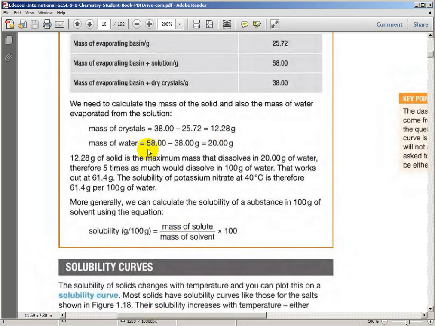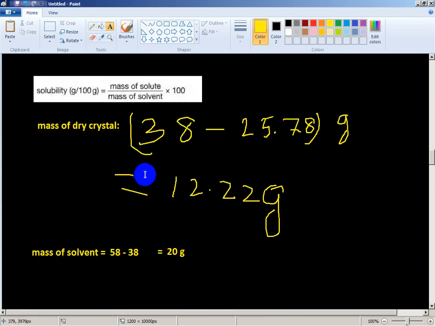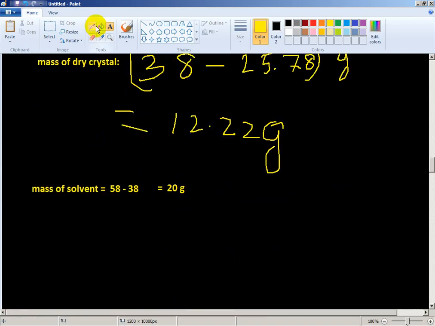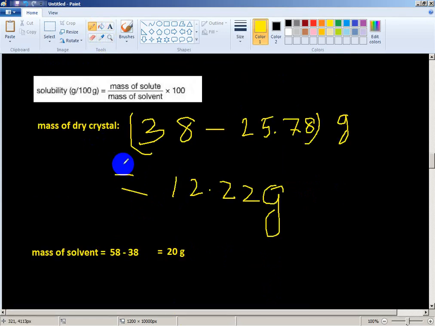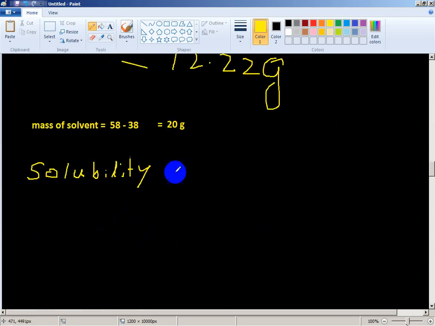Yes, they have done this way. Okay, they do these things this way. So now I can put this value here. I found two parameters, so I can find the solubility in gram. So I can write solubility equal to solubility, with the unit gram per 100 gram.